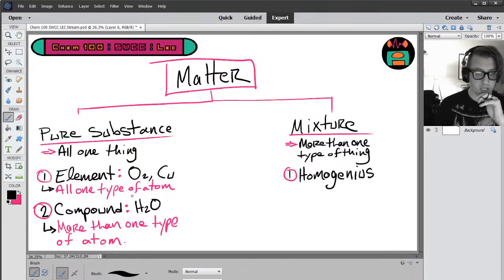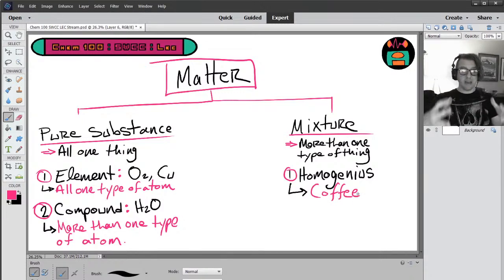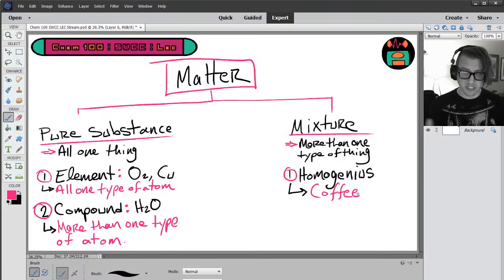A great example of a homogeneous mixture would be your morning cup of coffee, because a homogeneous mixture is the same all the way through. It doesn't matter where it is, anywhere in the solution, you get the same amount of each component. Part of it depends upon how much sugar you put in. If you put in a ton, then there's a sludge of sugar on the bottom of your cup. That's not a homogeneous mixture because it's not the same throughout.